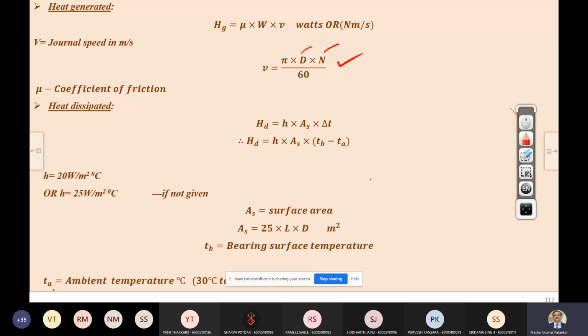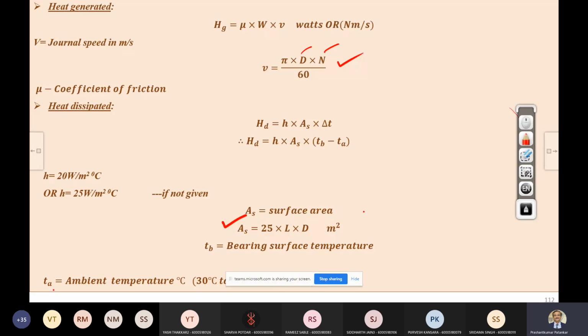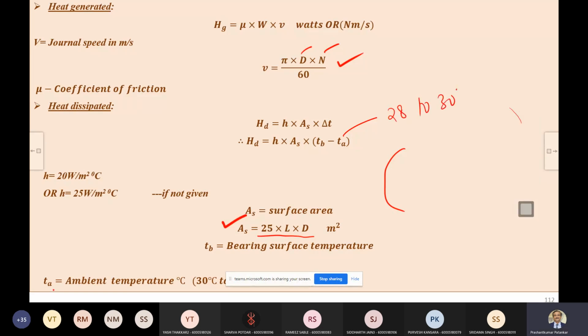Now this is what I didn't talk about, how to calculate the surface area. As far as the surface area of your bearing is concerned, this is the empirical relation. You will ask me how this relation was written. This is basically an empirical relation for calculating the surface area of the bearing: 25 times L into D. Also, if the atmospheric or ambient temperature is not given, in that case you can take it as 28 to 30 degree centigrade, if it is not given.